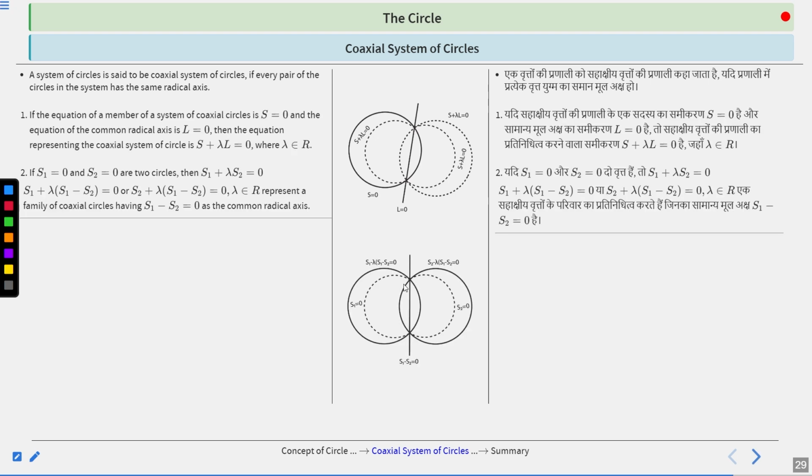If the equation of a member of a system of coaxial circles is S equal to 0 and the equation of the common radical axis is L equal to 0, then the equation representing the coaxial system of circles is S plus lambda L equal to 0, where lambda belongs to R. If S1 equal to 0 and S2 equal to 0 are two circles, then S1 plus lambda S2 equal to 0, or S1 plus lambda (S1 minus S2) equal to 0, or S2 plus lambda (S1 minus S2) equal to 0, where lambda belongs to R, represents a family of coaxial circles having S1 minus S2 equal to 0 as the common radical axis. Clear? So the equation of the radical axis can be found as S1 minus S2 equal to 0. Got it?